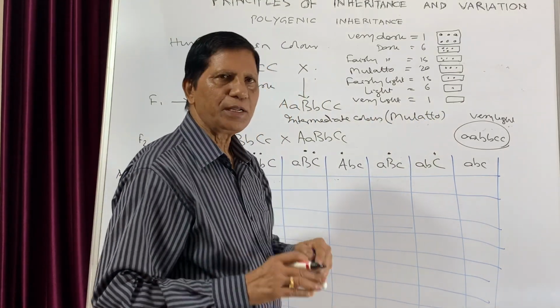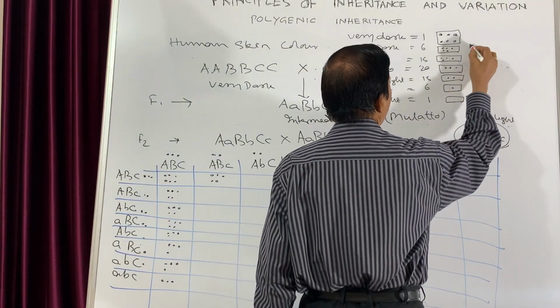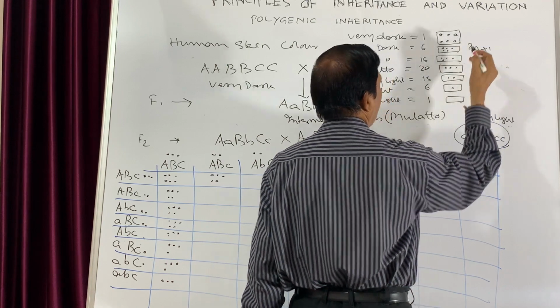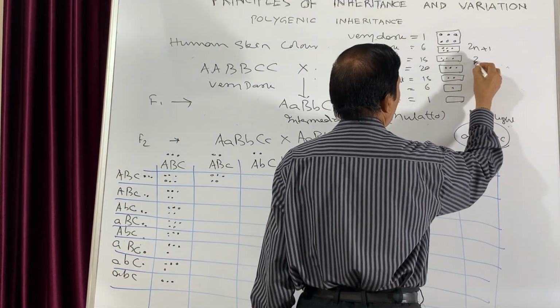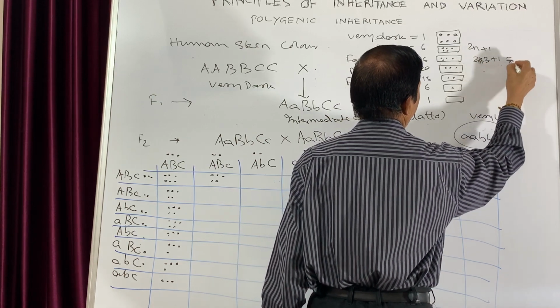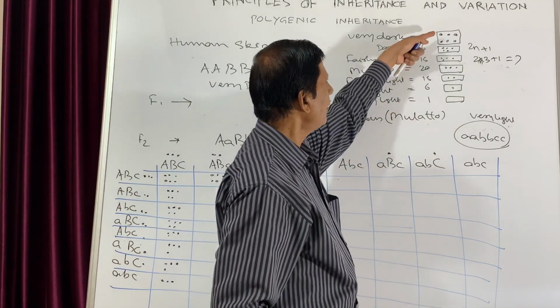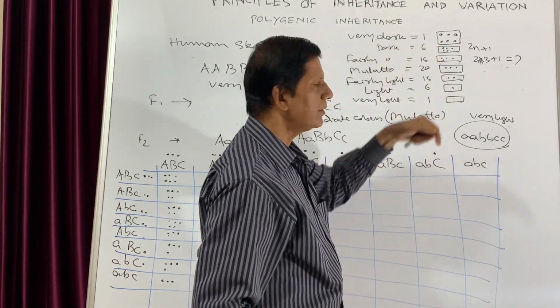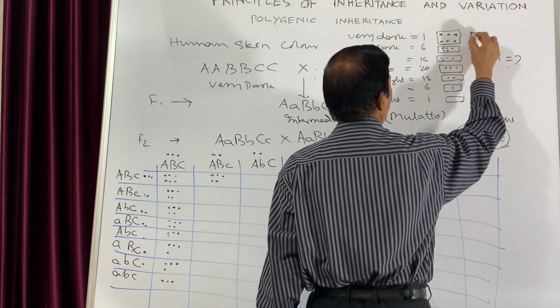That means the phenotypic expression is designated as 2n plus 1, where n is equal to the number of genes. Here n is equal to 3, so 2n plus 1 means 7. So how many types of phenotypes are there? You see 7 types: 1, 2, 3, 4, 5, 6, 7. This is the phenotype.